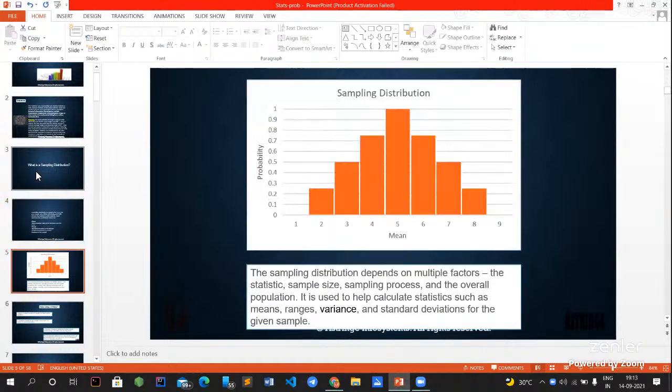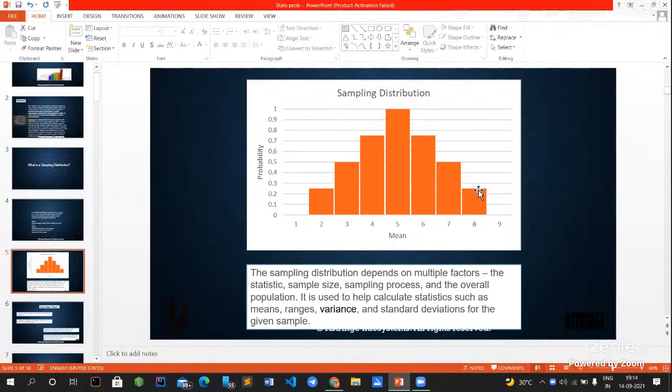So in the sampling distribution, a very well-known example is the graph between your probability and mean. Over here, it is 2 and 8. These are 2 on the very left side, which is an unlikely outcome. And over here, again, it is an unlikely outcome.